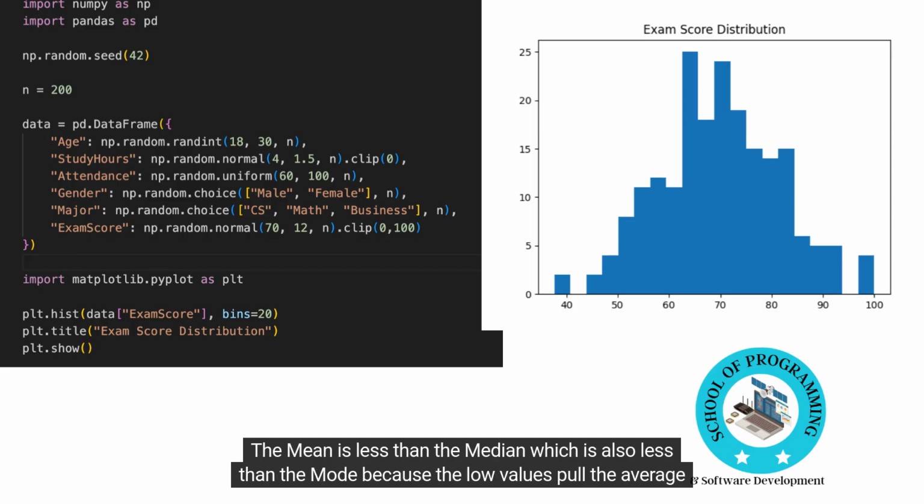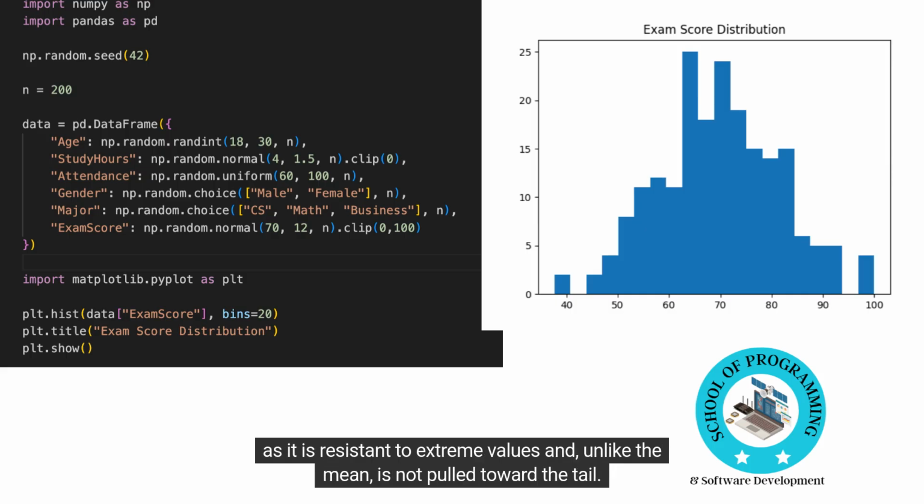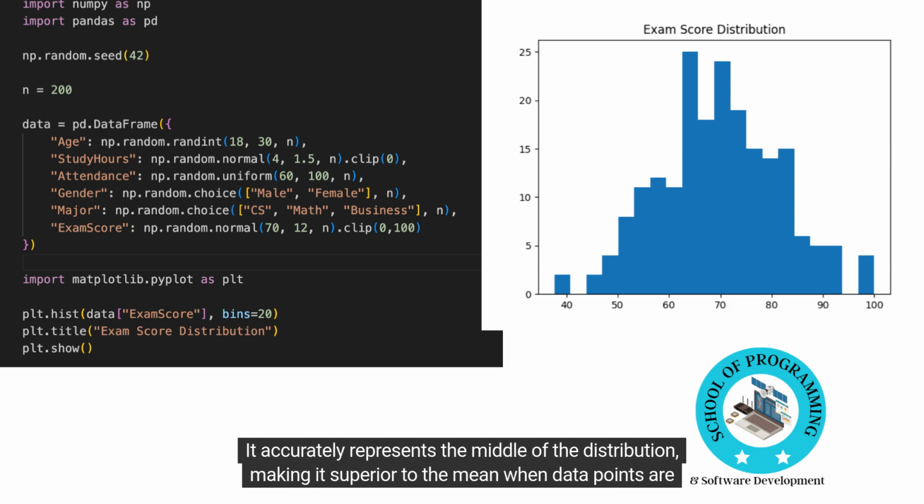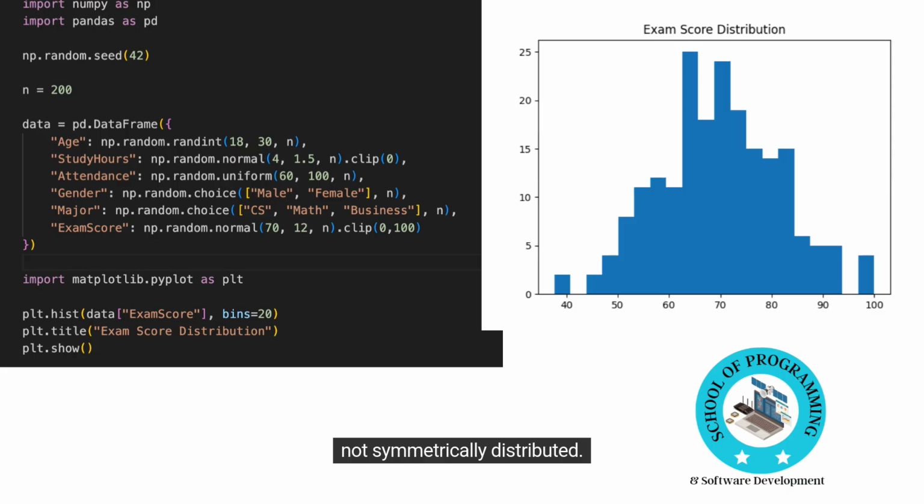The mean is less than the median, which is also less than the mode, because the low values pull the average down. Again, the median is the best measure of central tendency for left-skewed or any skewed histograms, as it is resistant to extreme values and, unlike the mean, is not pulled toward the tail. It accurately represents the middle of the distribution, making it superior to the mean when data points are not symmetrically distributed.